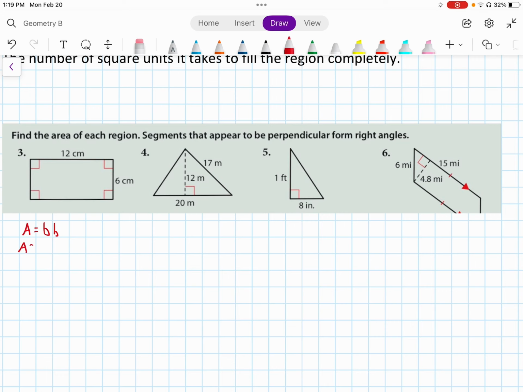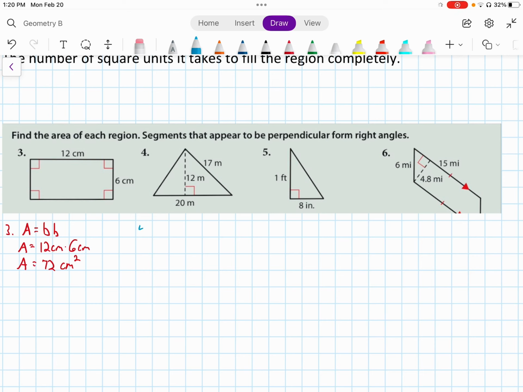And it is clearly stated that the base there would be 12 centimeters times the height, which is 6 centimeters. You multiply those together. 12 times 6 is 72, and centimeters times centimeters is centimeters squared, which makes sense because that is square units. So that's number 3.